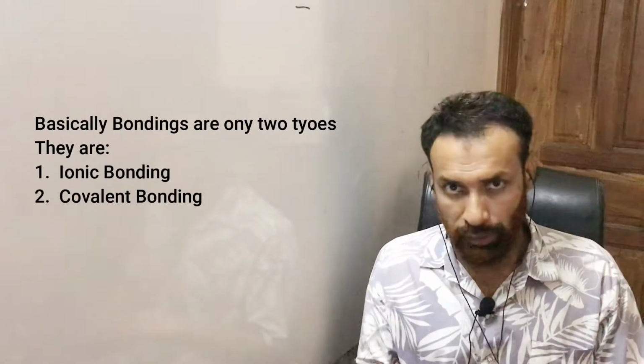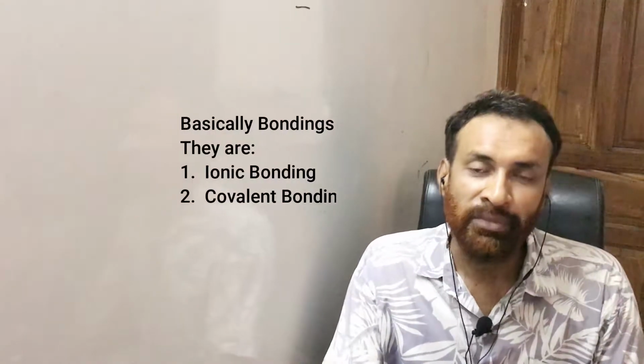Bondings are only two types. They are ionic and covalent bonds. But today's topic is intermediate bonding, which means in between ionic and covalent bondings. And we'd get substances having both ionic properties and covalent properties because they would have both types of bonding. So this we call intermediate bonding.